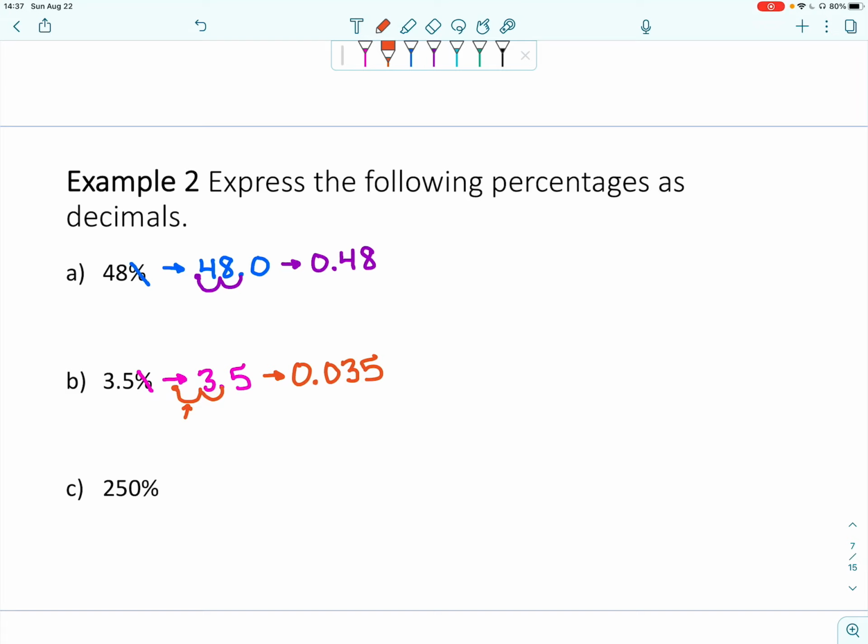And the last one, 250%. I'm going to get rid of the percent sign first. 250, and again, the decimal point is after the number. So this is like the number 250.0. So I go ahead and I move that decimal point 2 places to the left. And this is 2.5.